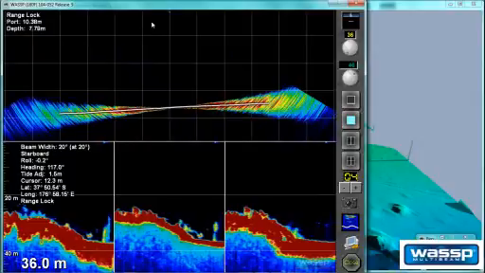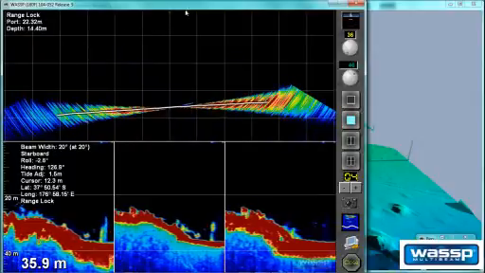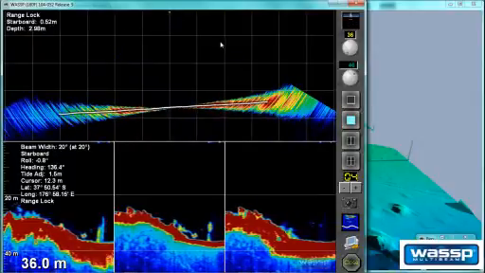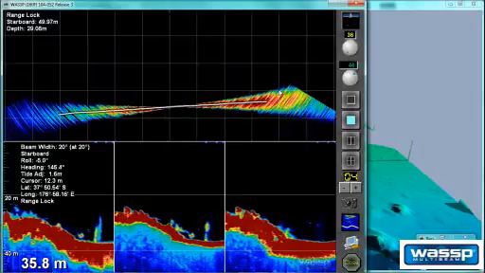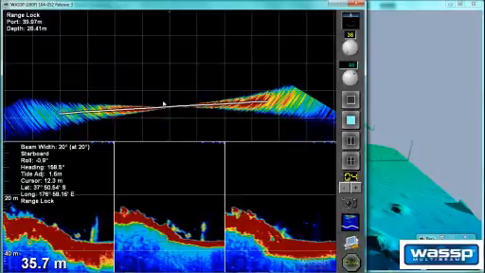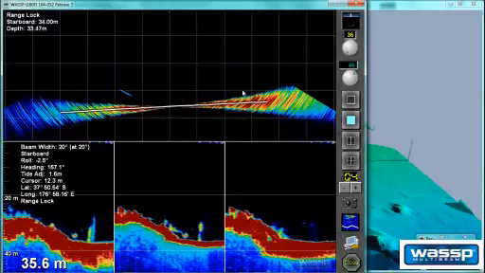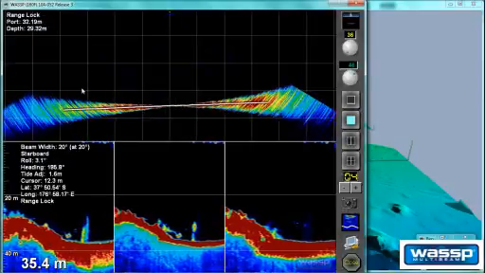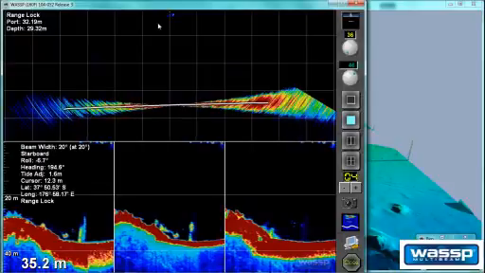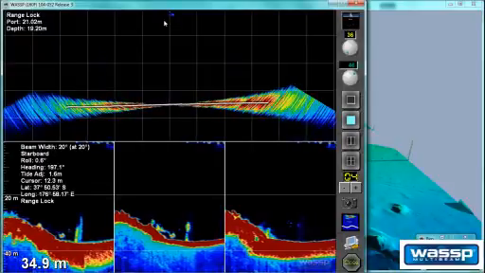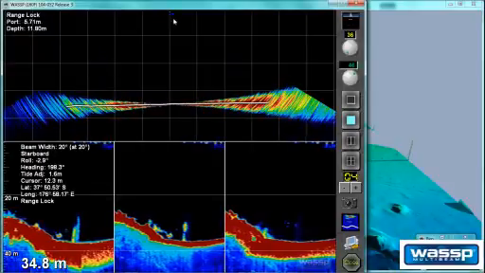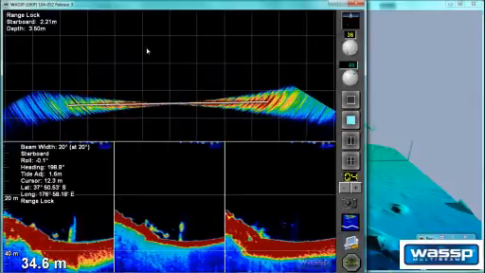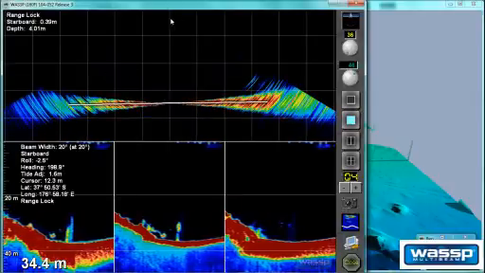So 120 degrees, so 60 degrees off to that side and 60 degrees over that side on the right, making a full 120 degree wedge, shall we call it, a sector. That wedge, that 120 degree sector, is made up of 112 electronic beams. So each of those beams gives you very precise information as to what's going on in the water column within that one beam, and there's 112 of them.